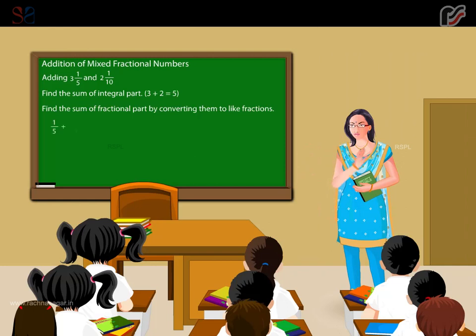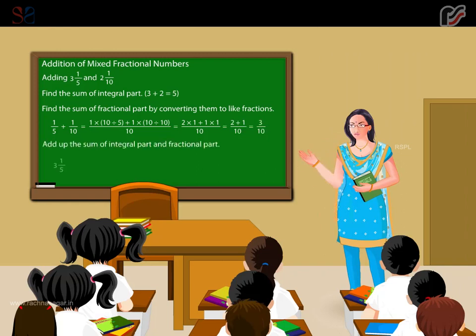1 by 5 plus 1 by 10 is equal to 1 multiplied by 10 divided by 5 plus 1 multiplied by 10 divided by 10, whole divided by 10, is equal to 2 multiplied by 1 plus 1 multiplied by 1, whole divided by 10, is equal to 2 plus 1, whole divided by 10, is equal to 3 by 10. Add up the sum of the integral part and fractional part. 3, 1 by 5 plus 2, 1 by 10 is equal to 3 plus 2 plus 1 by 5 plus 1 by 10, is equal to 5 plus 3 by 10, is equal to 5, 3 by 10.